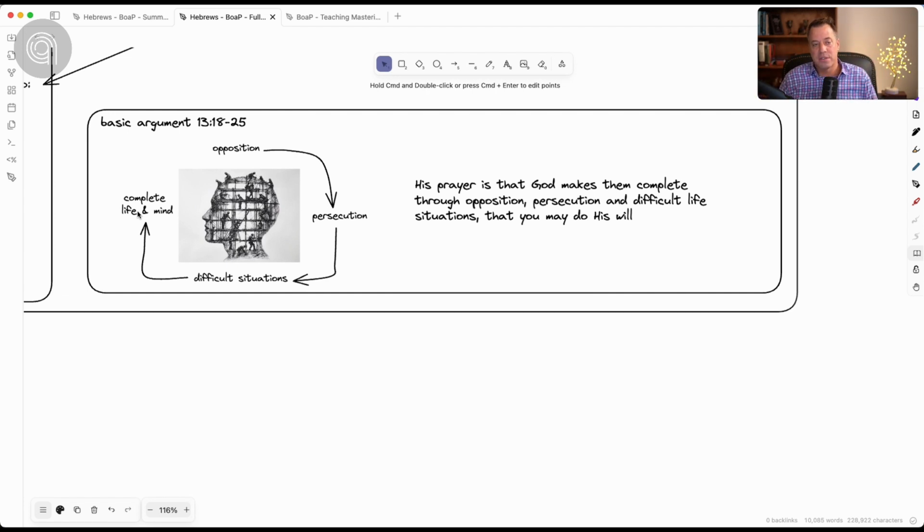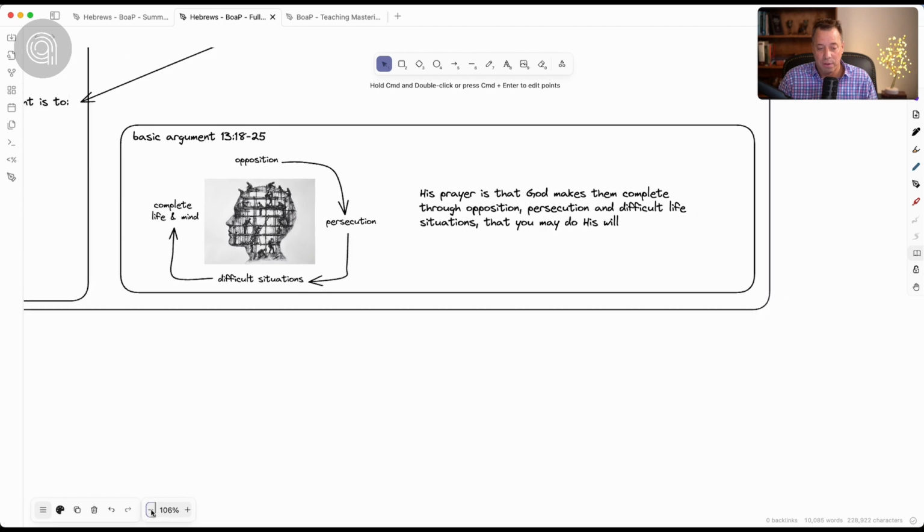All of these letters in the Petrine Circle are to get us to build our mind individually and collectively so that we have the same priorities, the same way of thinking. It's a specific way of thinking that gives us that solidarity. And it's around prioritizing Christ's church as a family and building it and everyone playing their role. His prayer, the author of Hebrews, is that God makes them complete through opposition, through persecution, and through difficult life situations, that we would do his will.